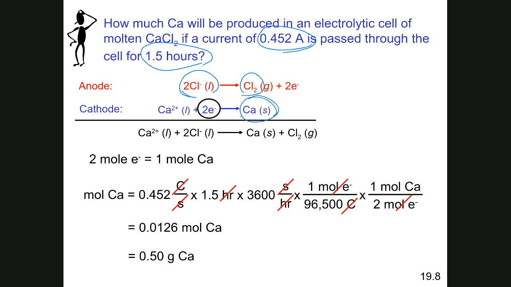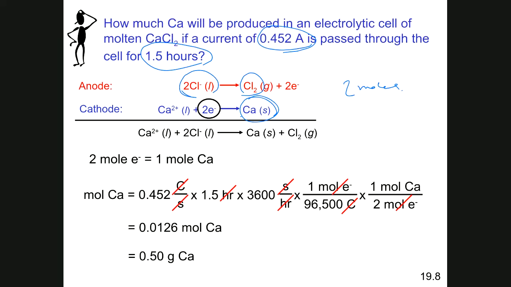How many electrons do we need? 2 electrons for the calcium ion to change to calcium. So we need 2 moles of electrons. If you provide 2 moles of electrons, then 1 mole of calcium will be produced. If we provide 1 mole of electrons, then half a mole of calcium would be produced.